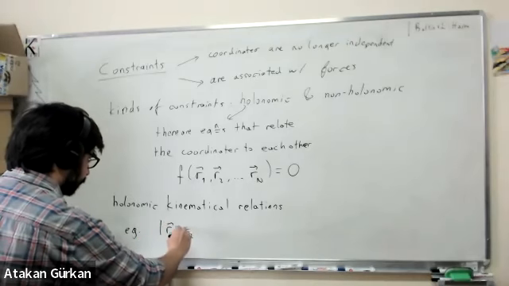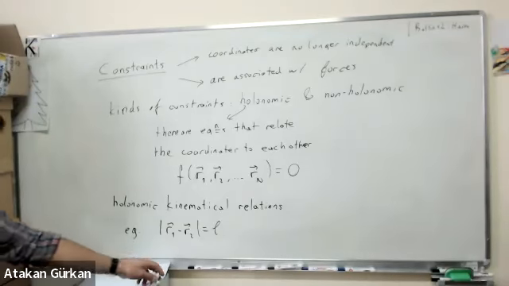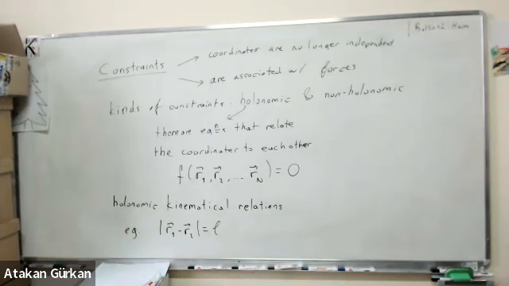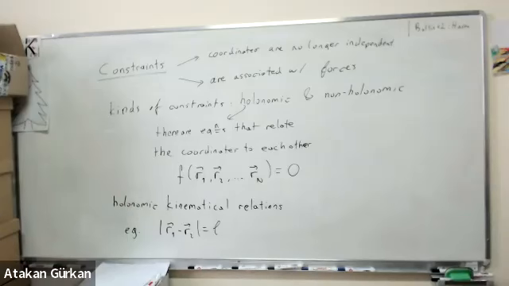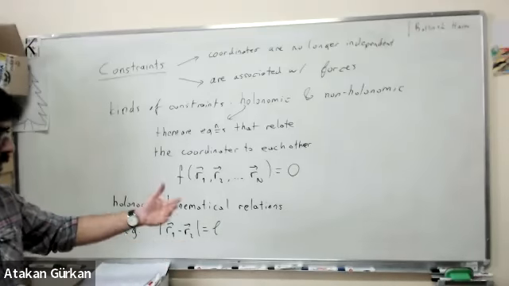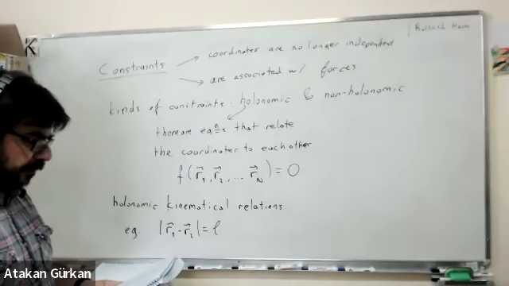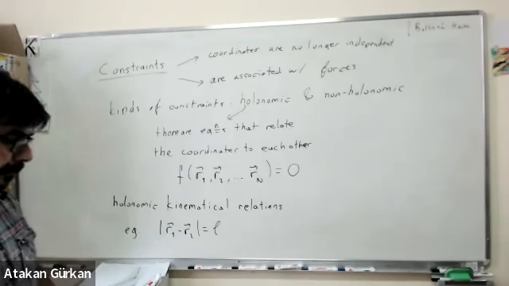Now, a simple example of such a holonomic kinematical relation would be, let's say, that the norm of r1 minus r2 is L. Let's say that we have just two particles, and these are their coordinates. The norm of the vector connecting these two particles could be fixed at some L. So the distance between your two particles is fixed, and you have a holonomic constraint. This is something trivial. In 3 dimensions, of course, it's going to involve square roots and things like that, but these generally do not cause any problem.